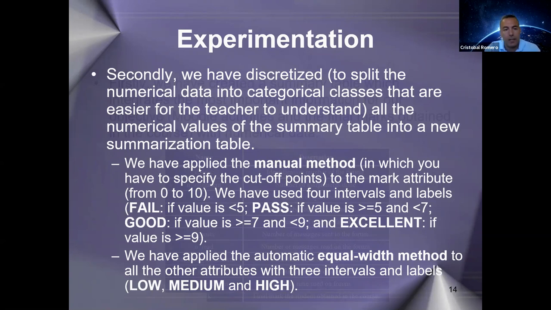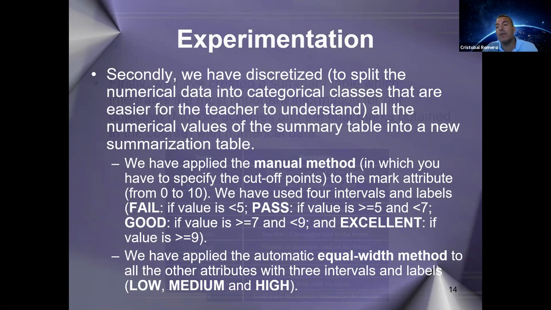About the class, about the mark, we apply the manual method. The manual method is one in which the instructor, or the data miner, specifies the cutoff points. For example, in our case, for the mark attribute, we use the Spanish scale, the Spanish marks. In the final exam, a student obtains a value from 0 to 10, okay? This is the Spanish universal evaluation scale. In this scale, we also have a normalized categorical scale. So we use this normalized scale, the manual method.